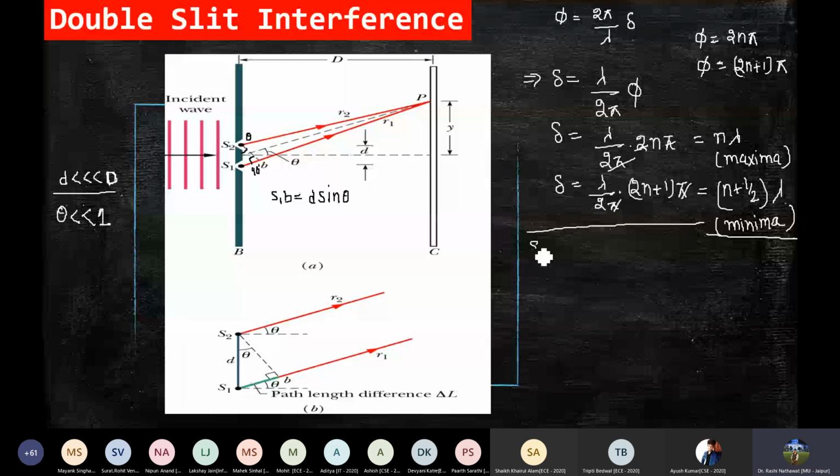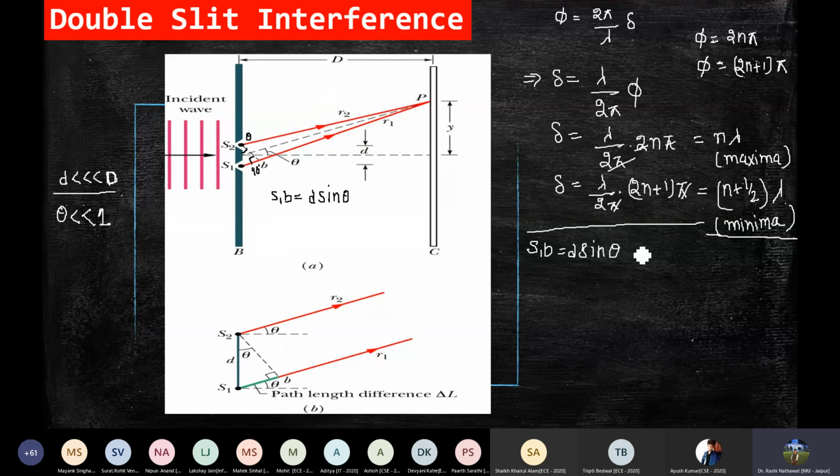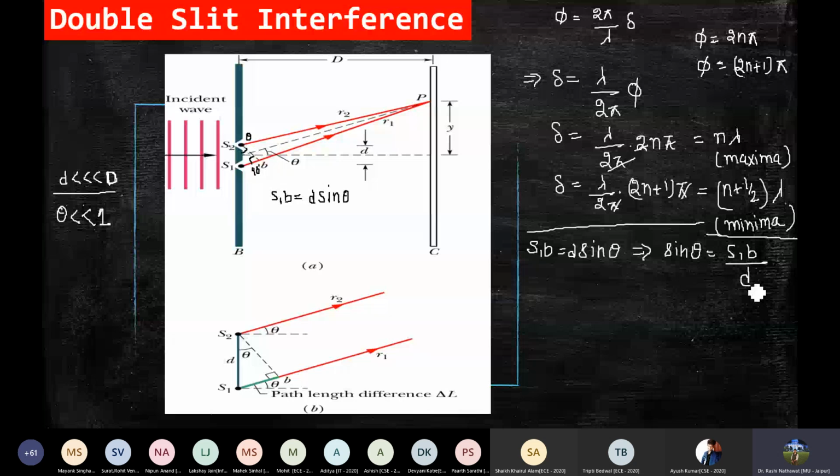We know S1b is equal to d sine theta. If S1b is equal to d sine theta, then sine theta is equal to S1b over d, that we can write. Now sine theta is equal to S1b over d. I should give some equations here again to calculate it.